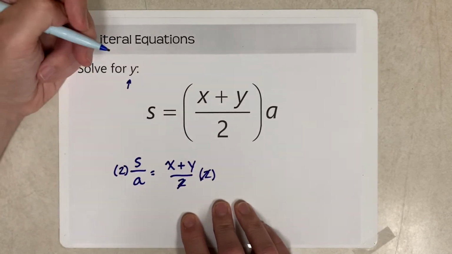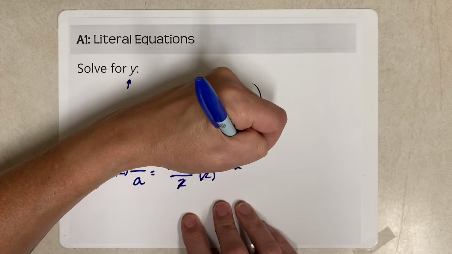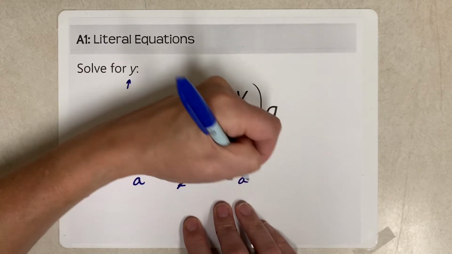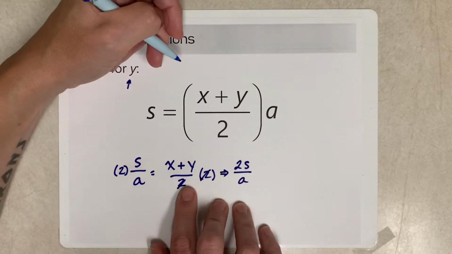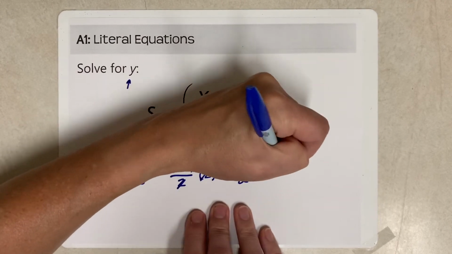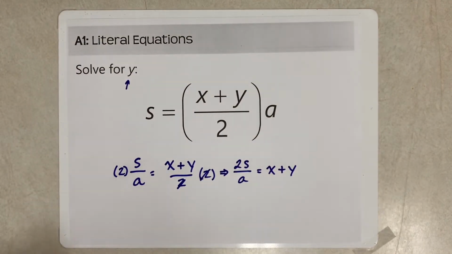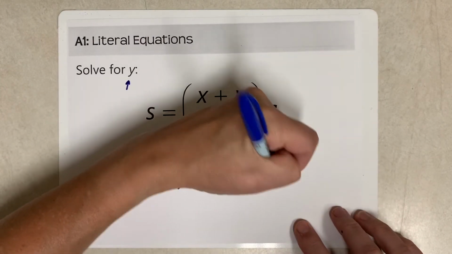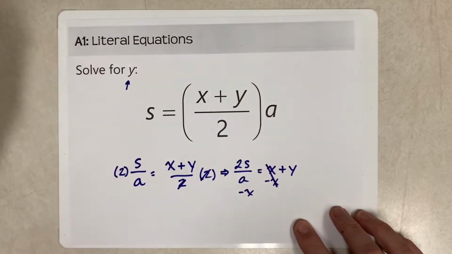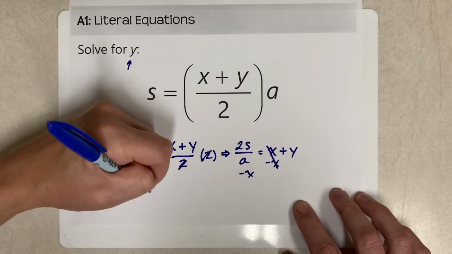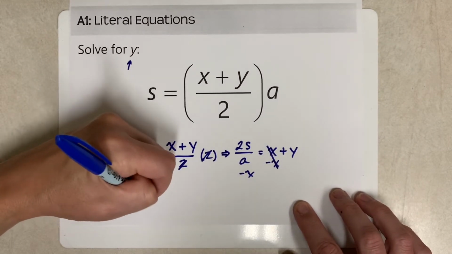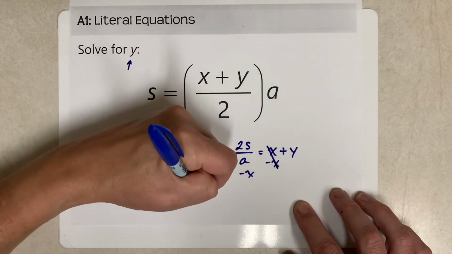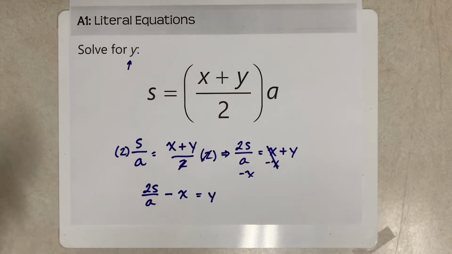Those 2s are going to cancel, and now I have 2s over a, this will be my next step, is equal to x plus y. To finish this off, all I've got to do now to get y by itself is move the x over. So I subtract x on both sides. If I do that, now I have 2s over a minus x equals y. And I'm done. Kind of complicated, but that's just the nature of it when they get more complicated for your formula.